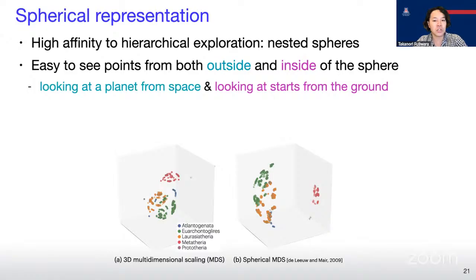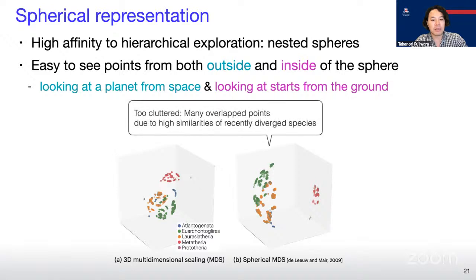And then in the astronomical context, this interestingly corresponds to looking from the outside at a planet. Looking from the outside corresponds to looking at the planet from space. And the other one is looking at the stars from the ground. But we originally tried to utilize an existing spherical multi-dimensional scaling algorithm, but as you can see here, it generated cluttered visualizations, and it was not suitable for data exploration and communication for our purpose.